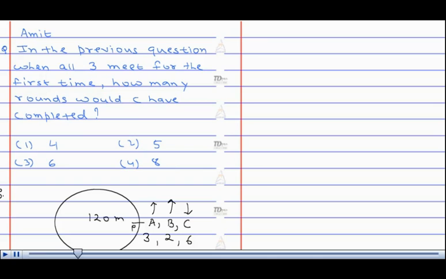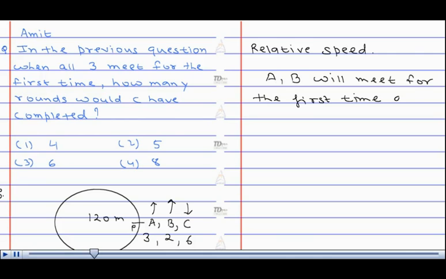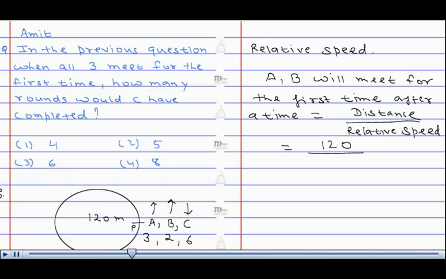Now here we'll use the concept of relative speed. A and B will meet for the first time after a time which is equal to distance divided by relative speed, which is equal to 120 divided by 3 minus 2, because A and B are moving in the same direction, which is equal to 120 upon 1.